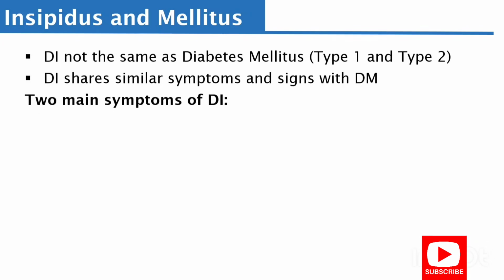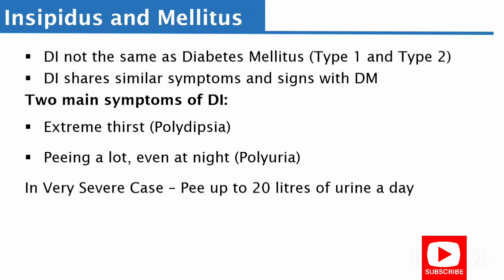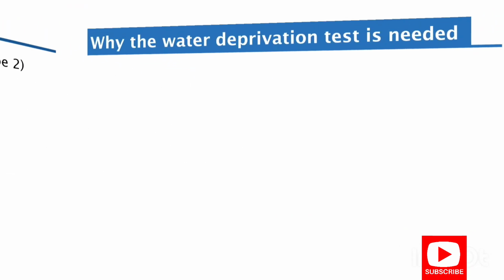Does that make sense? Now, there are two main symptoms associated with diabetes insipidus. Number one is extreme thirst, which is polydipsia, and number two is peeing a lot, even at night, and that is called polyuria. So both polydipsia and polyuria are the common symptoms associated with diabetes insipidus. In a very severe case, polyuria can lead to someone peeing up to 20 liters of urine a day, which can be quite a lot.